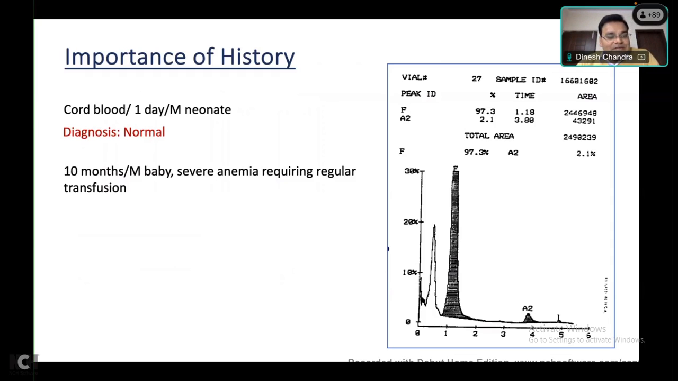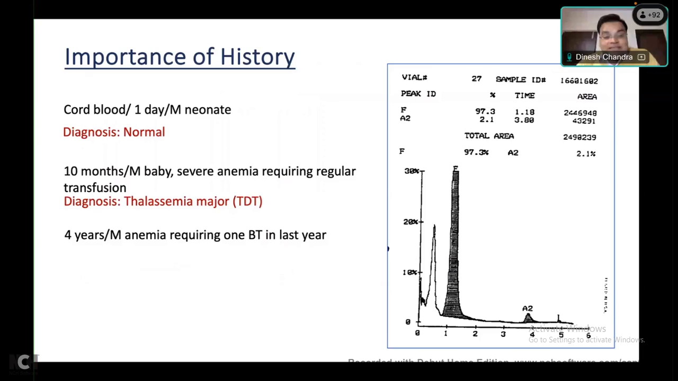The same graph, if I say it is a 10-month-old baby who has severe anemia and has required transfusion since the age of 6 months. So what will be the diagnosis for this same graph with this history? Then it would be thalassemia major, as the patient is requiring transfusions. Yes. So it is thalassemia major, which could be transfusion dependent.